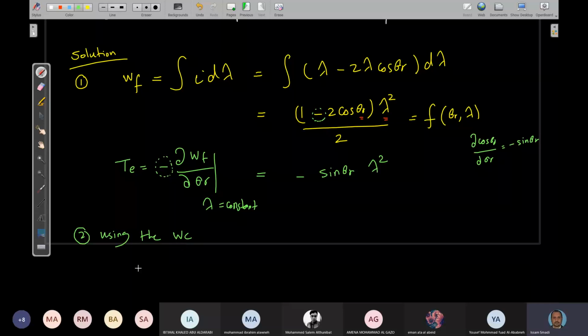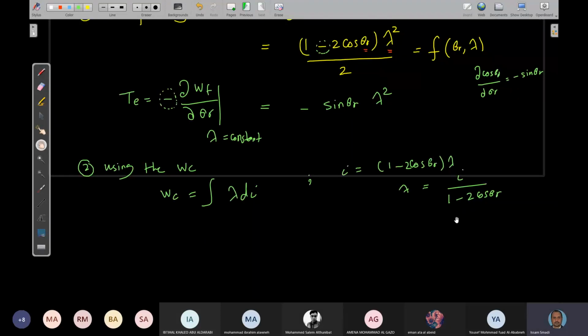Now, if I'm using the Coenergy, I will calculate omega c. Omega c equals what according to the area? It will be the integration of lambda di. Good. So if we recall, I was equal to 1 minus cosine theta r, and here 2 lambda. So simply this means that lambda is equal to what? I over 1 minus 2 cosine theta r.